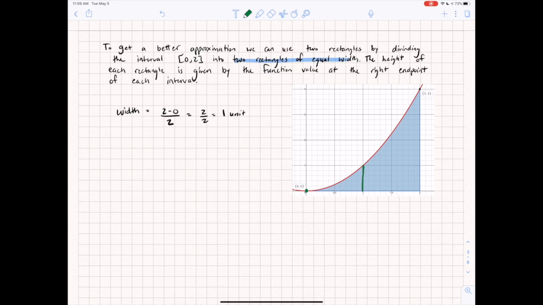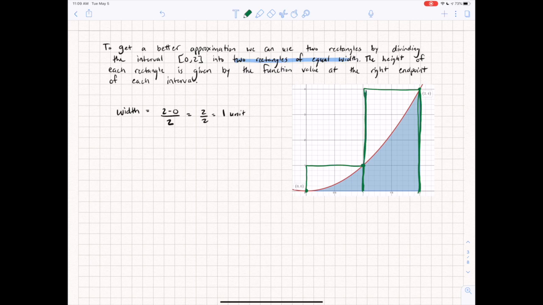And then the next one again would be at 2. So here are my strips. And then I'm going to let the height be determined again by the right-hand side of each of these little mini intervals. So for the first rectangle, I would go here to 1, go up to the curve, and then that's how I would draw my height. For the second rectangle, I would go up to 2, and then I would draw my height. And so now I've got 2 approximating rectangles.